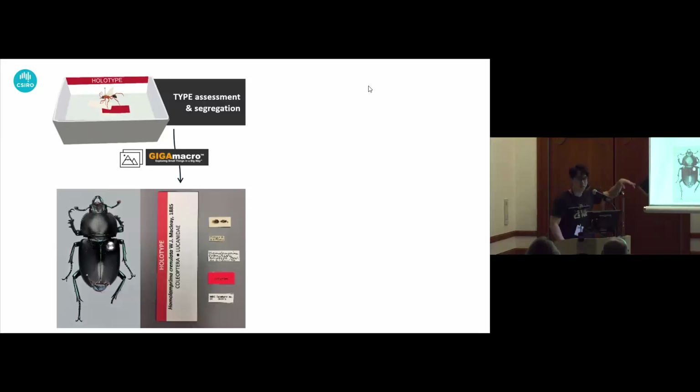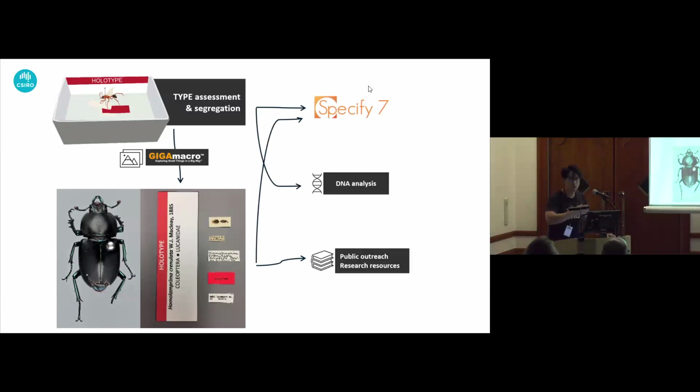Next is a little workflow showing you how a type specimen will be utilized. So first, again, the type assessment and segregation, and then once it's imaged, we'll produce a set of images. Then the specimen information and images will be databased, the specimen used for DNA analysis, and the images themselves will be used for public outreach and any research work. So in a way, we are trying to transform the valuable information of this valuable specimen into the digital world.